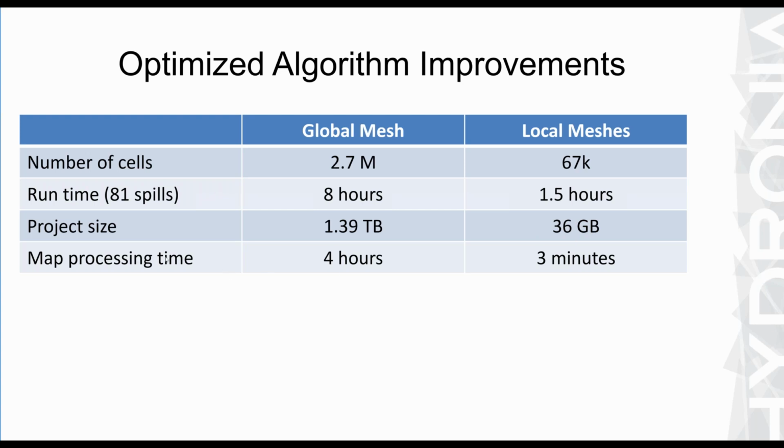The map processing time is also being reduced, as you can see here, considerably. For this particular case, generating an area of inundation maps and spill arrival times, it took about 4 hours, and now it takes about 3 minutes. So it's a huge difference and huge optimization in all of these aspects.